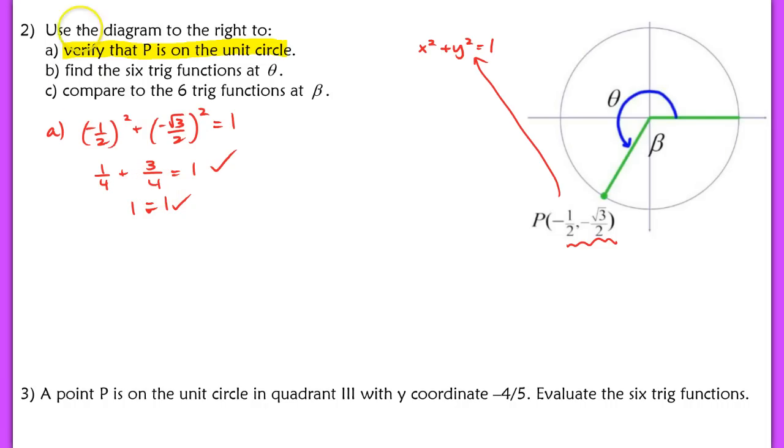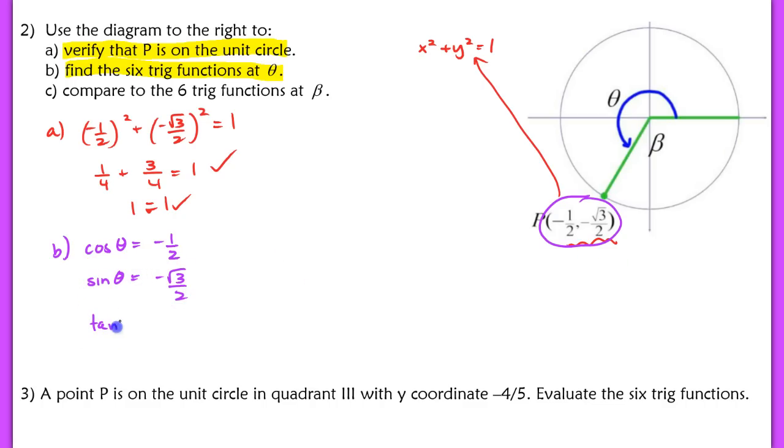Now, part B here says to find the 6 trig functions at theta. So if we take a look at theta, theta here is going in a counterclockwise direction, so this is a positive value, but it's still got the coordinate negative 1/2, negative root 3 over 2, right? So if I found my 6 trig functions here, let's take the cosine of theta. The cosine of theta is simply the x-coordinate, so that'd be negative 1/2. The sine of theta is going to be negative root 3 over 2. It's the y value.